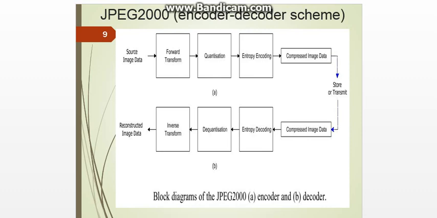This shows the JPEG 2000 encoder and decoder block diagram. The JPEG 2000 encoder block diagram consists of three important blocks, which are the forward transform, quantization and entropy encoding. In this, we give the source image data as an input to the encoder, and we get the compressed image data at the output that can be stored or transmitted. In the case of the JPEG 2000 decoder, we apply the compressed image data as input to the decoder, which consists of three important blocks, that is entropy decoding, dequantization and the inverse transform, and at the output we get the reconstructed image data.